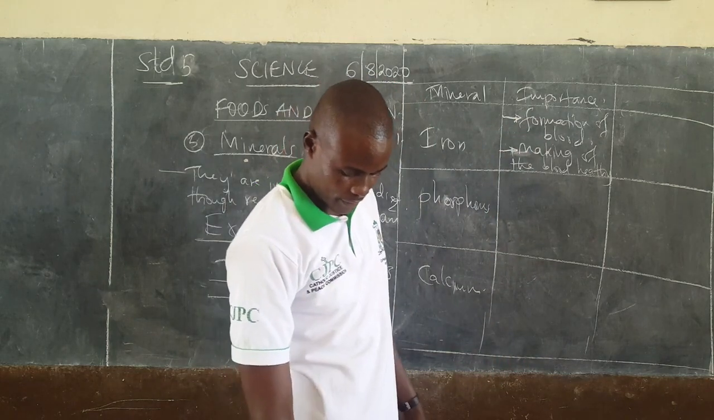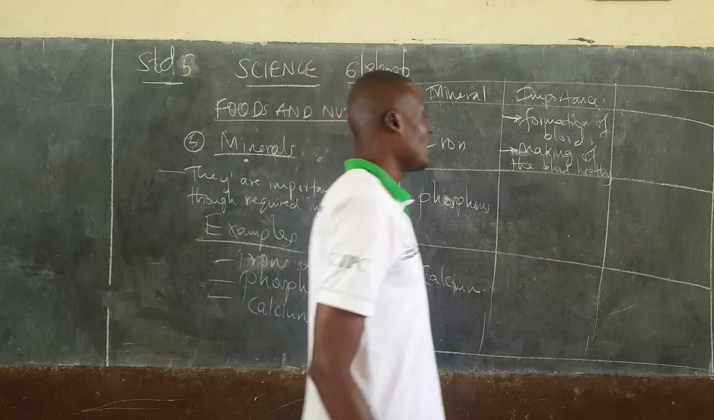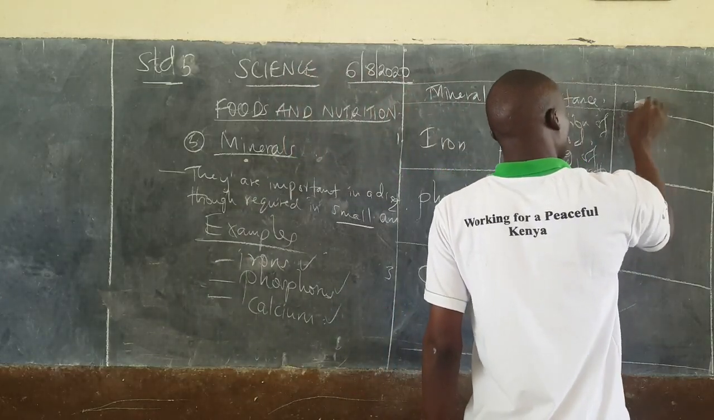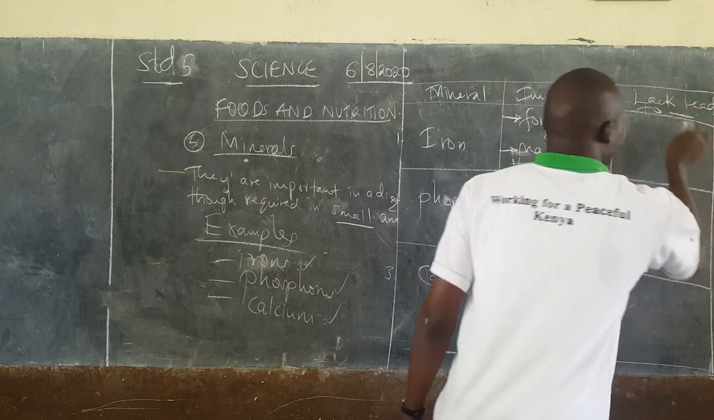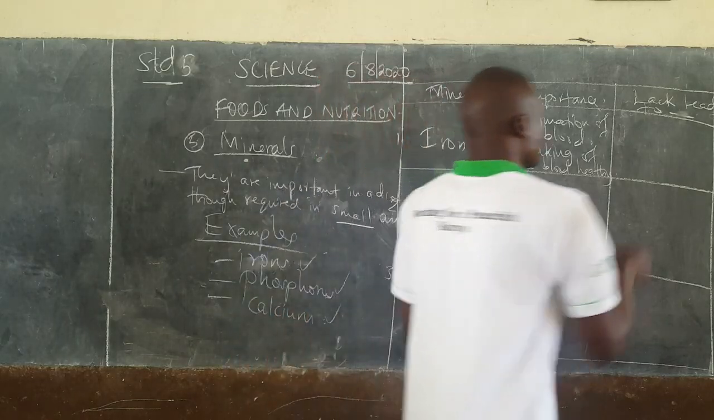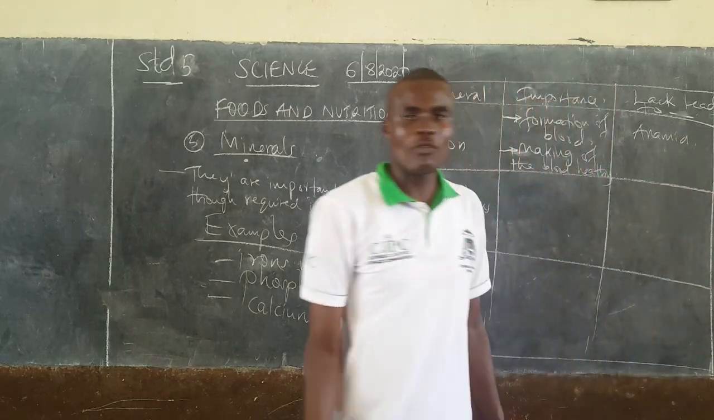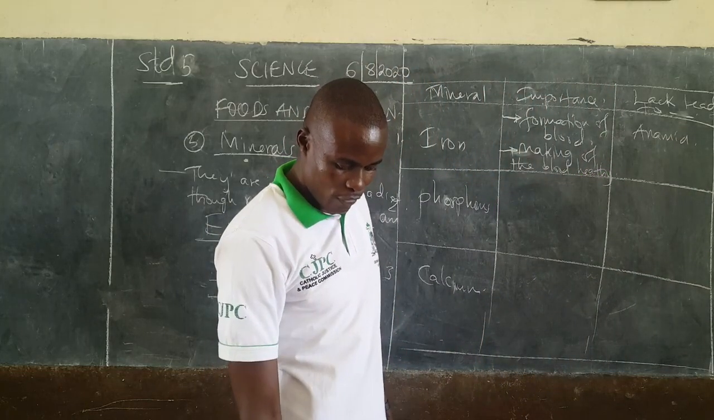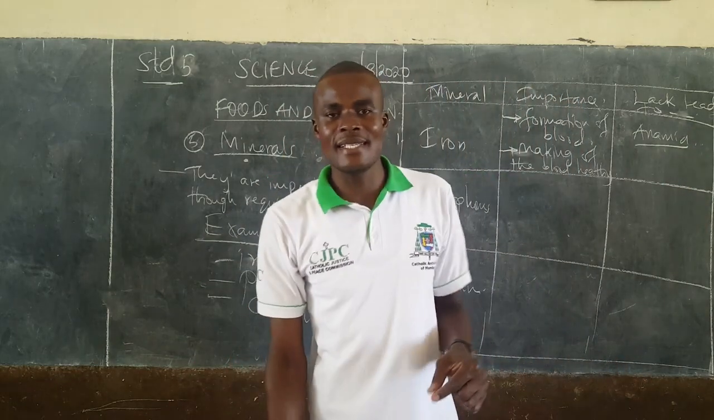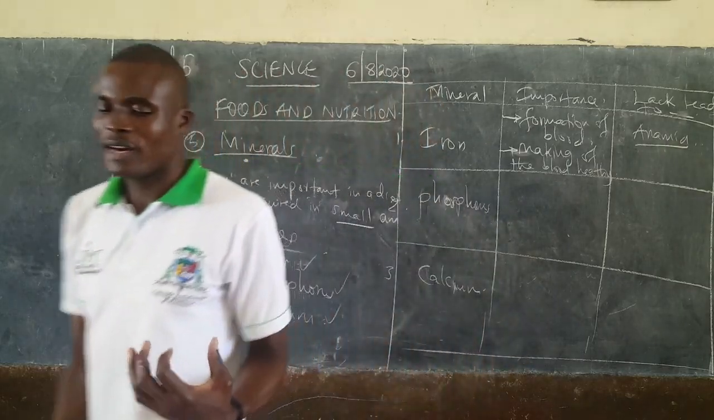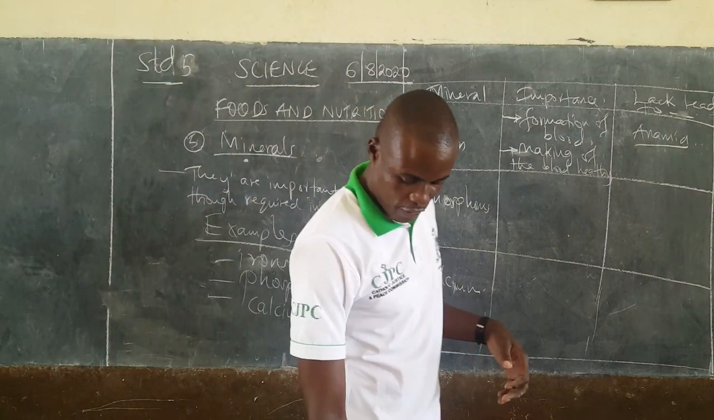After that, a lack of iron in the diet leads to anemia. The lack of iron in the body will lead to a disease called anemia. So lack of iron in the body brings anemia. Anemia is lack of enough blood in the body.